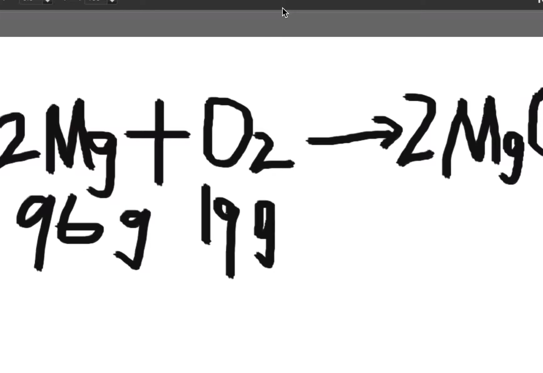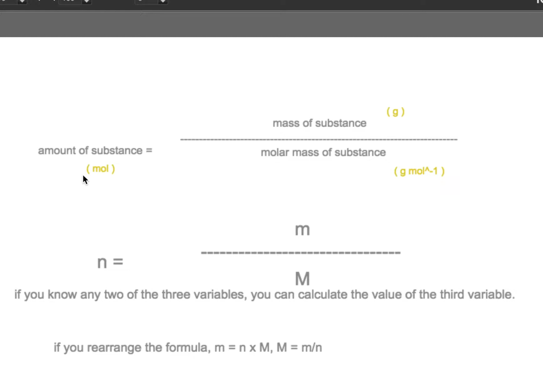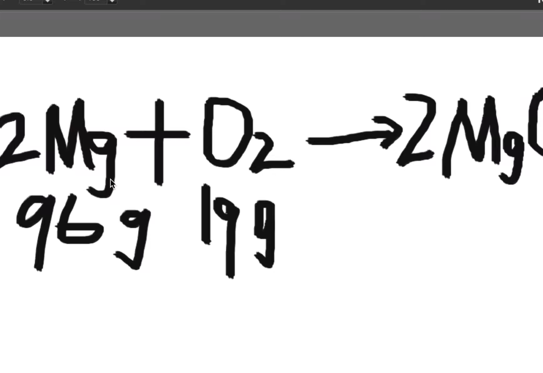And you apply this formula over here, n equals m divided by capital M. So how many moles of magnesium do we have for 96 grams of magnesium? n equals 96 divided by 48, where 48 is the molar mass, which equals 2 moles. And since the mole ratio of magnesium versus oxygen is 2 versus 1, for every 2 moles of magnesium, you would have 1 mole of oxygen.